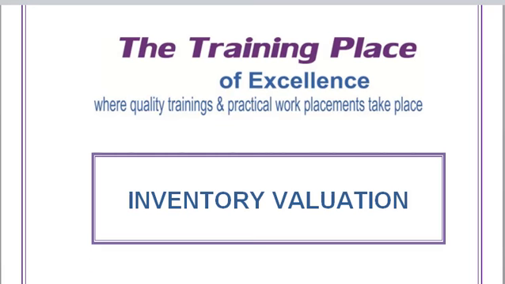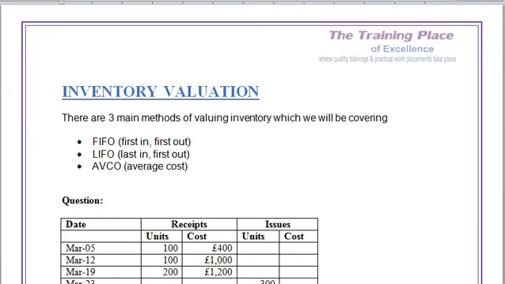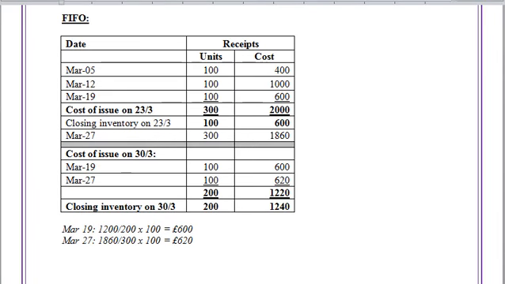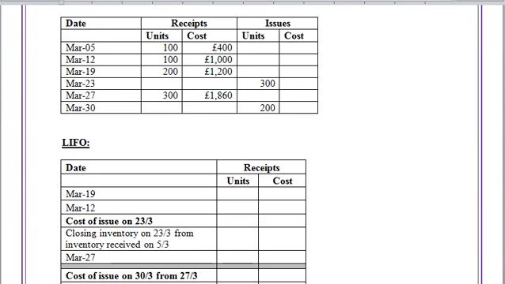It is one of the 3 series where we have covered already the first in, first out inventory valuation method and arrived at that table. We would now want to use the same exercise to deliver the last in, first out inventory valuation method.